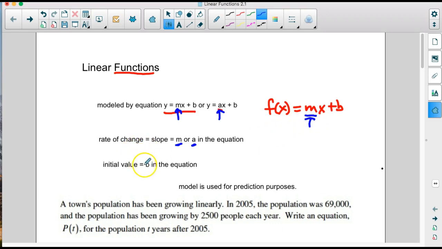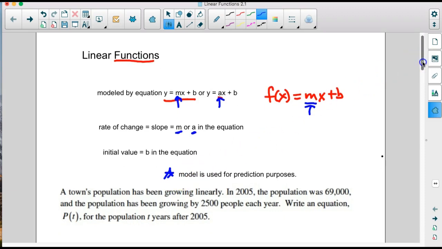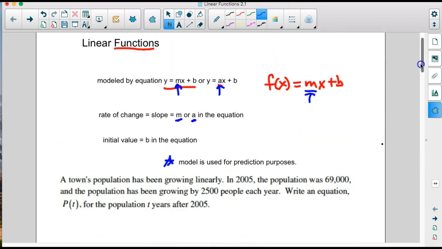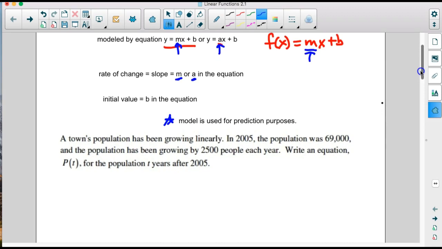And the b value, the other value in the equation, is going to be the initial value where the equation starts. Now when we write models for linear functions, we usually use that because we want to predict something, if they have some kind of prediction of what may happen in the future if we're using this model. So we use a model or a function to do that prediction, and we'll do more of these things later on in the next video.